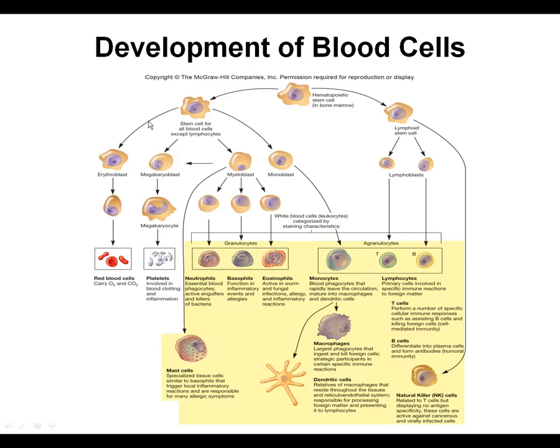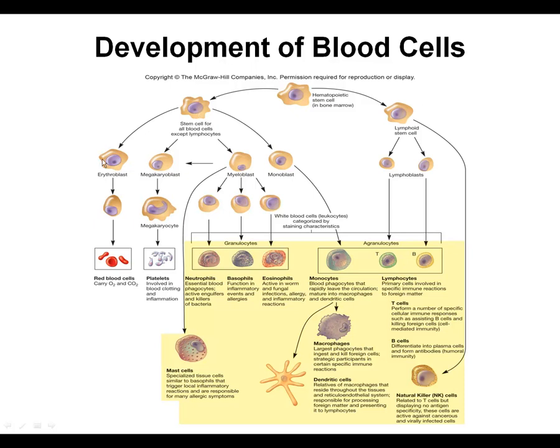So this stem cell can go any number of different directions based on something called chemotactic factors, conversion factors. These conversion factors are going to cause these stem cells to divide into a particular type of cell and then differentiate into that mature cell.